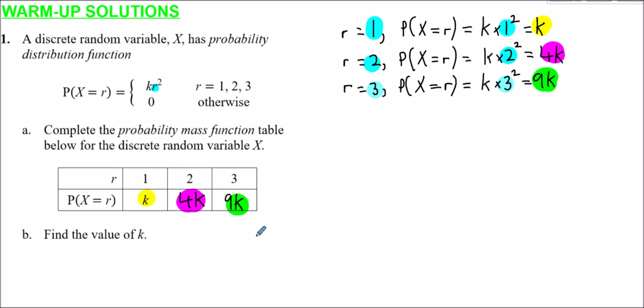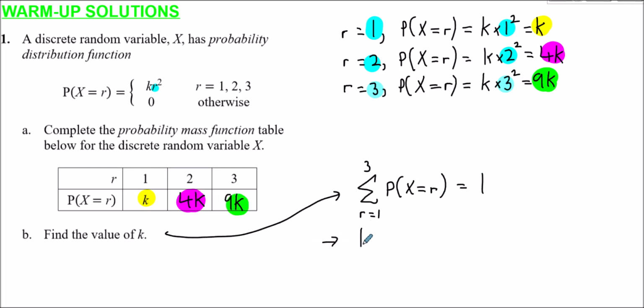For part B, to find the value of k, all we need to know now is that the total of all probabilities will add up to 1. This is just a bit of fancy notation. So from r going from 1 to 3, all those probabilities must add up to exactly 1.